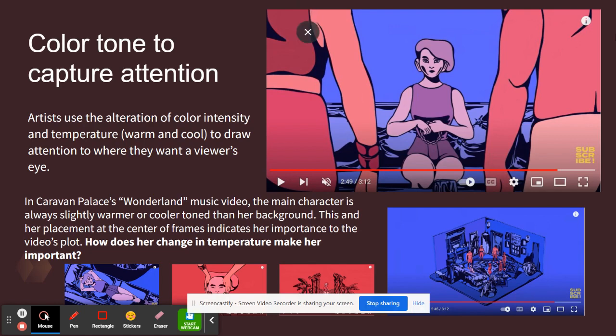So over here, you can see in the top right that she is sitting on her couch in a blue room, and she's not quite blue. She looks a little purple. Same happens in the red frames down at the bottom. She is just a little bit more purple than the rest of her background. So how does her change in temperature make her important? How does that make her stand out?